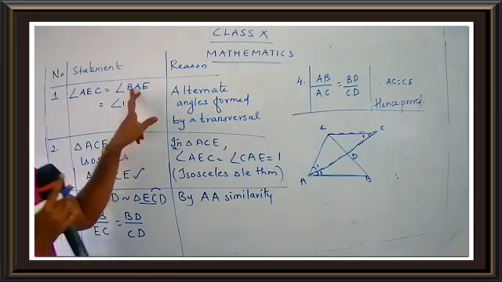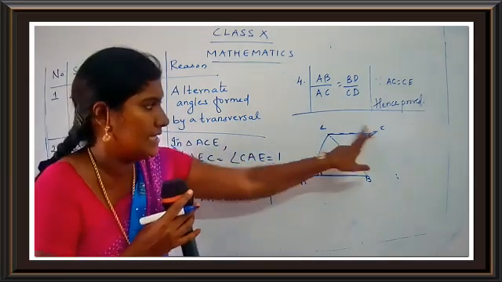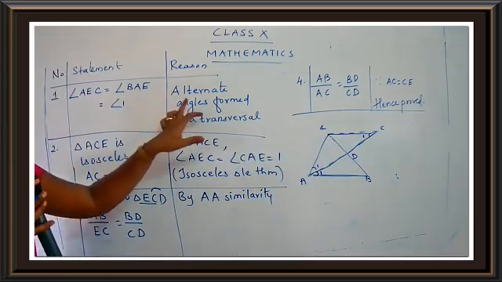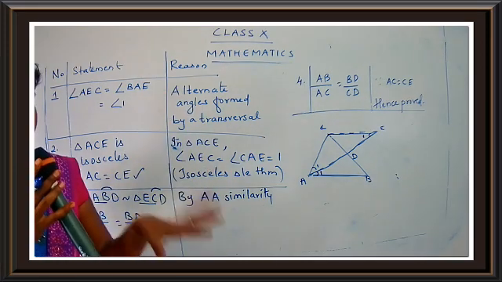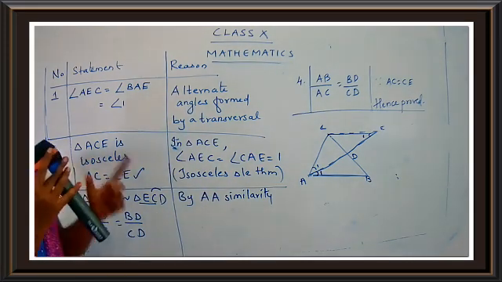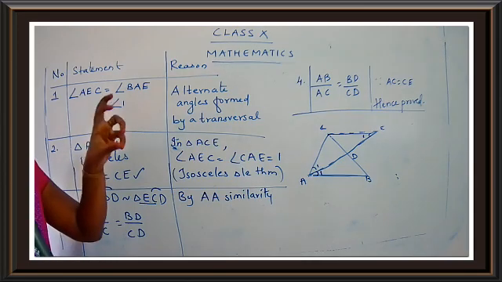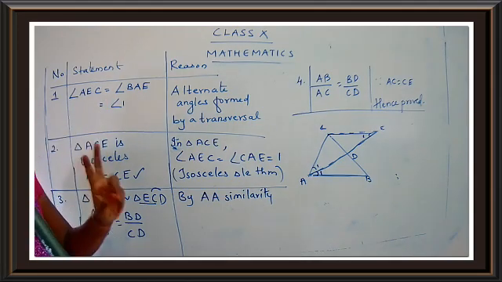BAE and AEC. That's the first statement. You can write the reason: alternate angles are formed by the transversal. Next. Then what did we do? The first thing, we have shown the two angles are equal.